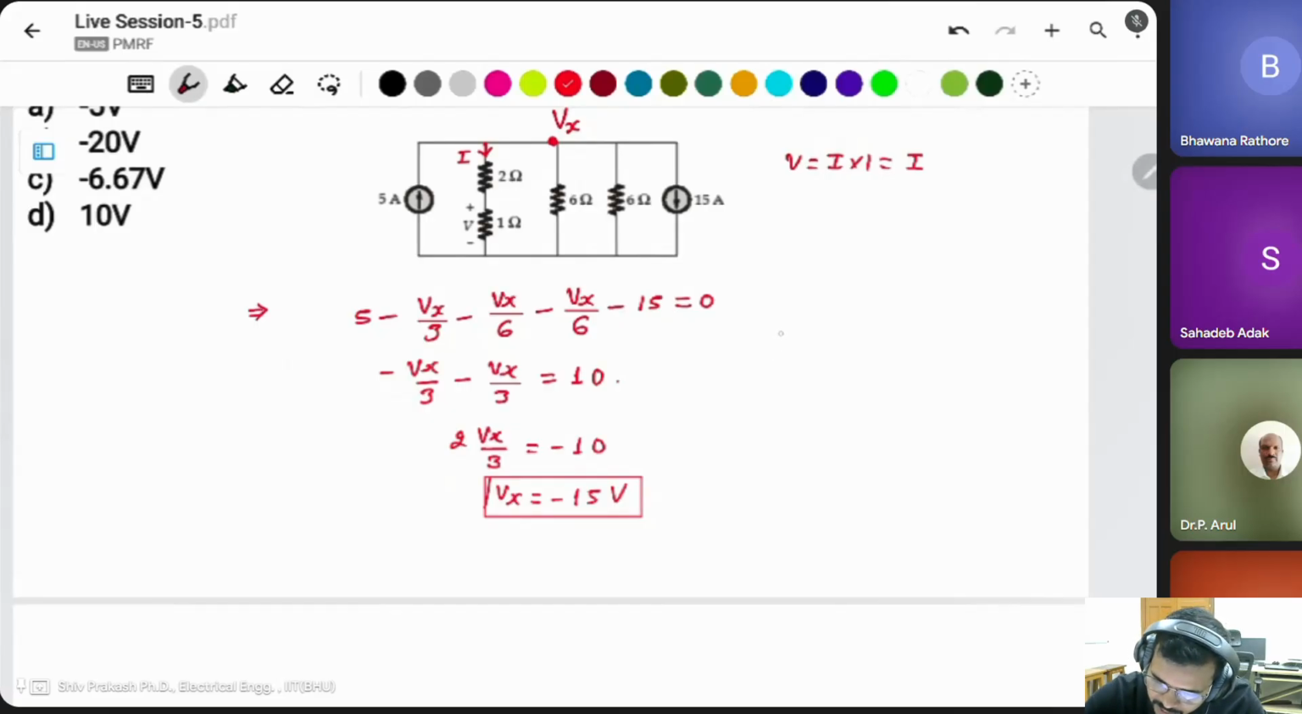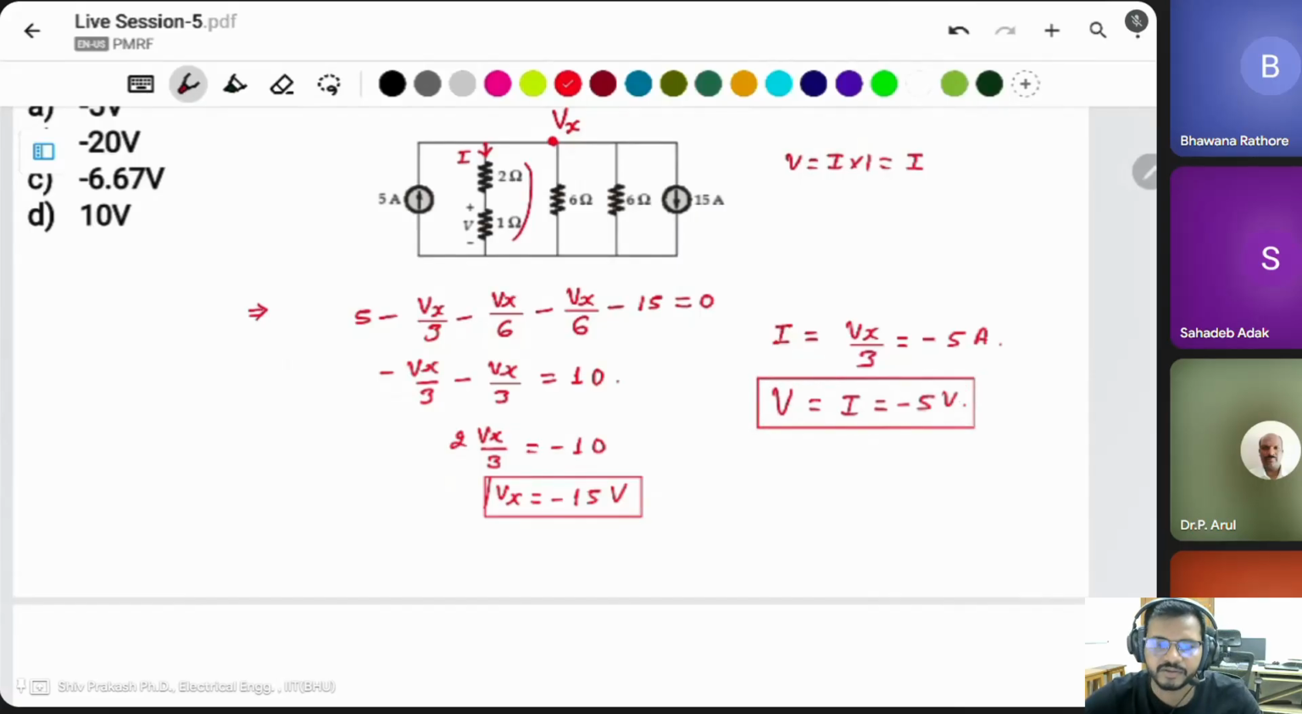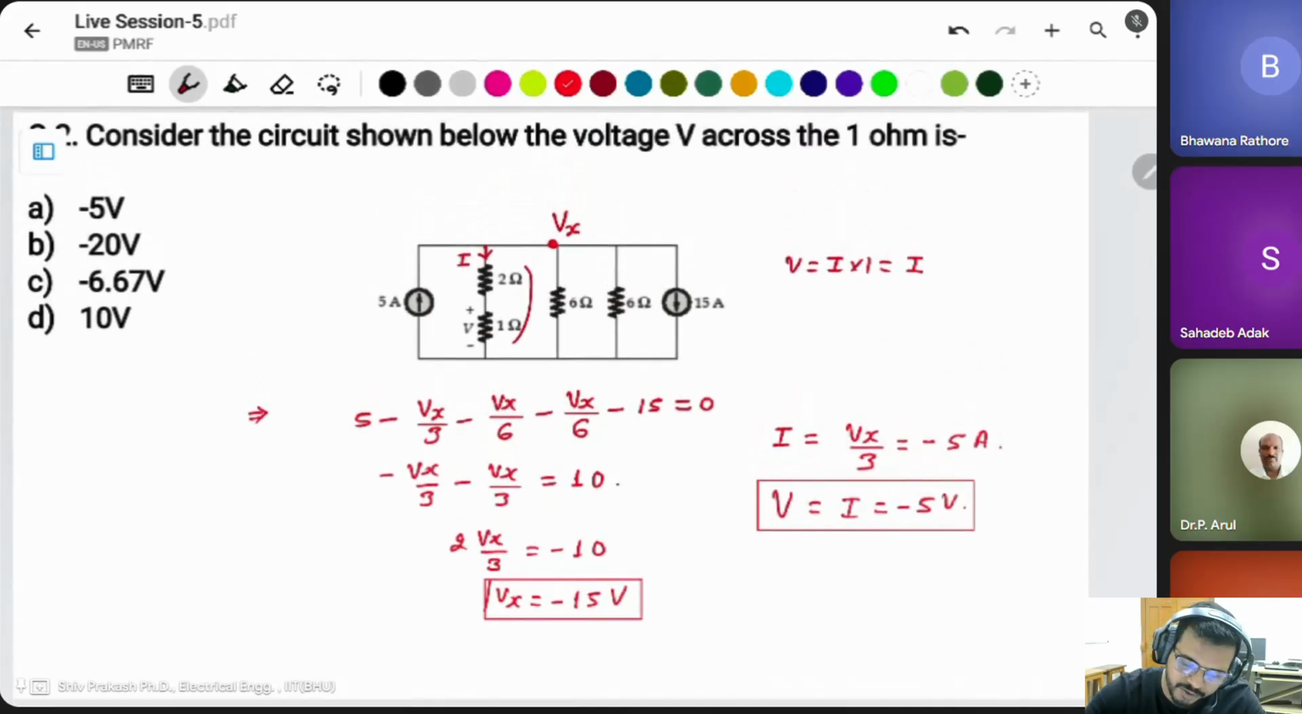Then what is the current I? I is equal to Vx divided by 3. This current is this voltage divided by this 3 ohm resistor in the whole branch. Then this will be minus 5 ampere. And what is the V? V is equal to I, the same as minus 5 volt, because there is just a 1 ohm resistor. So it's a simple circuit. You can apply KCL in the circuit and you will get the answer, the voltage across the 1 ohm resistor.